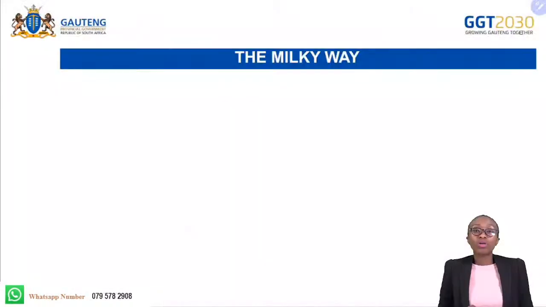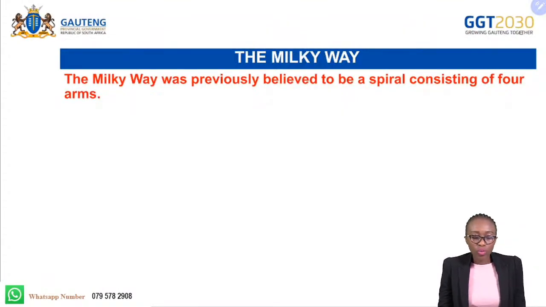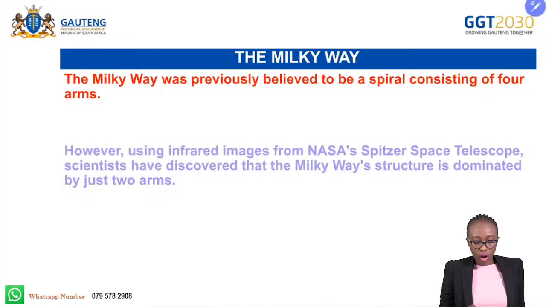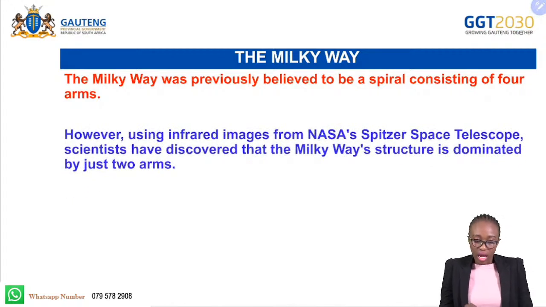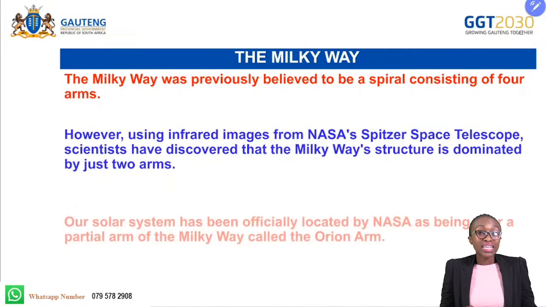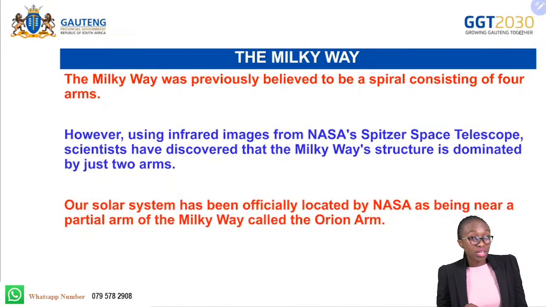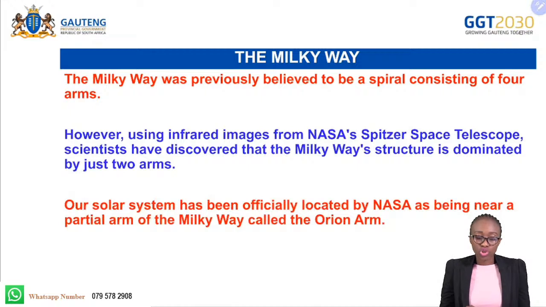Welcome back, grade 8. I'm sure you've had enough time to copy down the corrections. So now let's talk more on the Milky Way. The Milky Way was previously believed to be spiral, consisting of 4 arms. However, using infrared images from NASA's Spitzer Space Telescope, scientists have discovered that the Milky Way structure is dominated by just 2 arms.